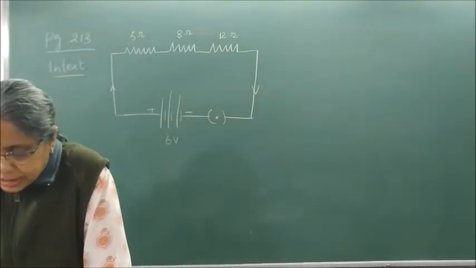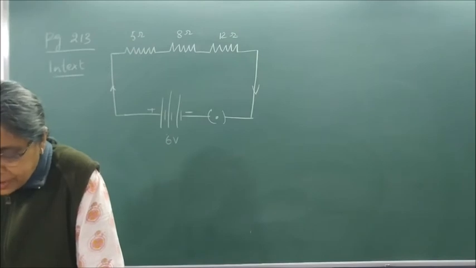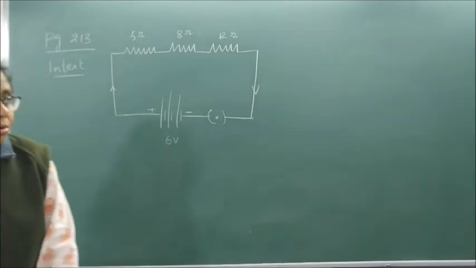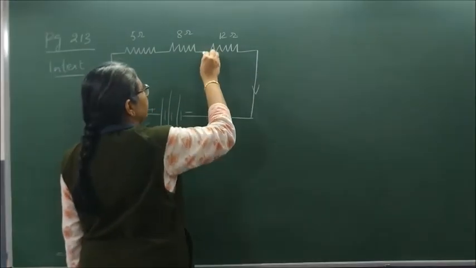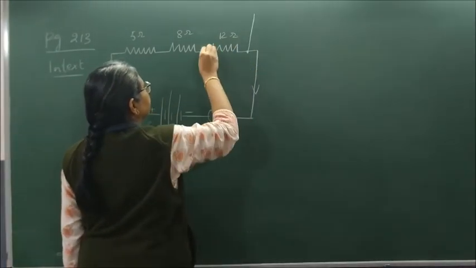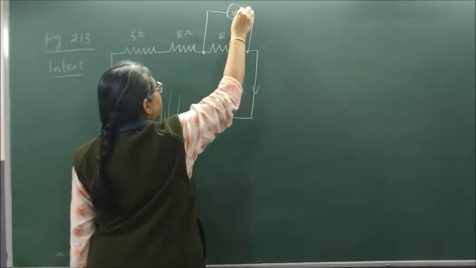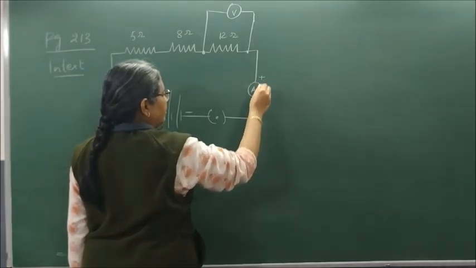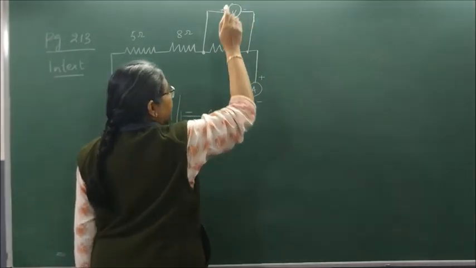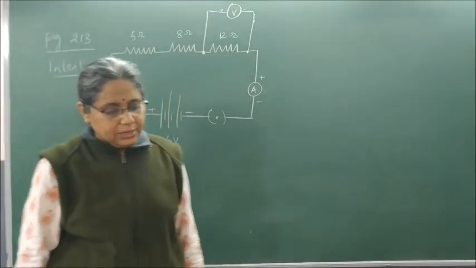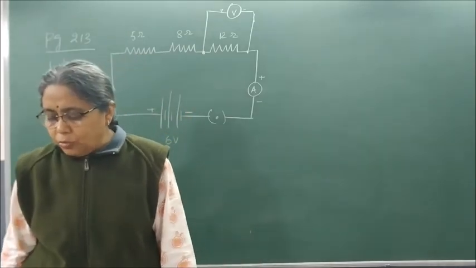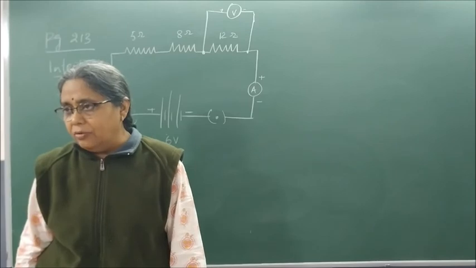Redraw the circuit of question 1, putting an ammeter to measure the current in the resistors and a voltmeter to measure the potential difference across the 12 ohm resistor. So we will put across the 12 ohm resistor a voltmeter, and I need to connect what? An ammeter. So this is my ammeter, which has positive and negative. Voltmeter also has positive and negative. Now it says what would be the readings in the ammeter and voltmeter.